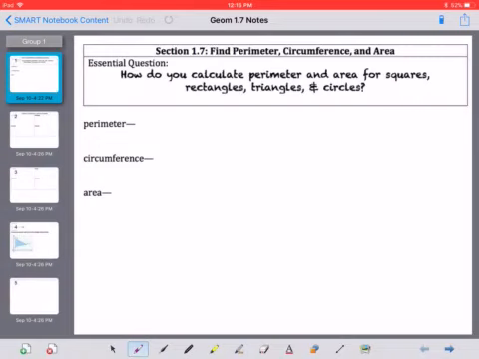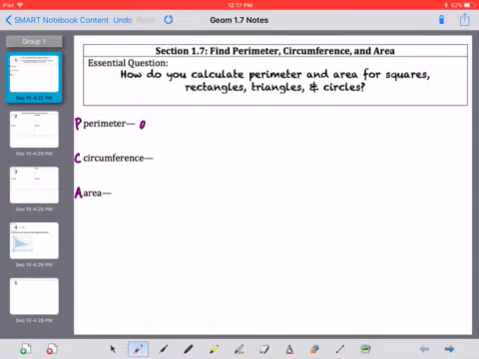So we're going to figure out how to calculate both perimeter and area for squares, rectangles, triangles, and circles. And before we get into that, we need to discuss what perimeter, circumference, and area are. We can abbreviate those with P, C, and A.